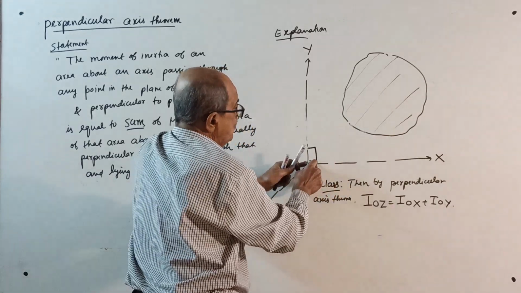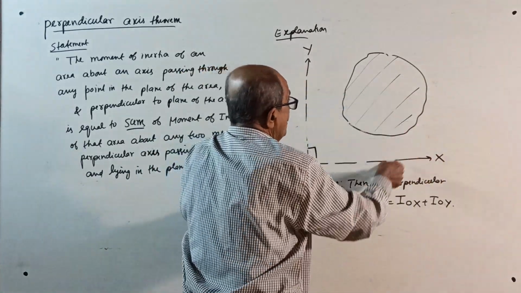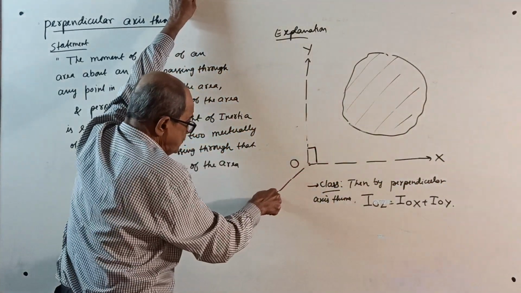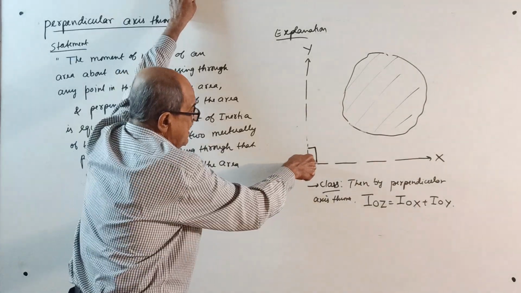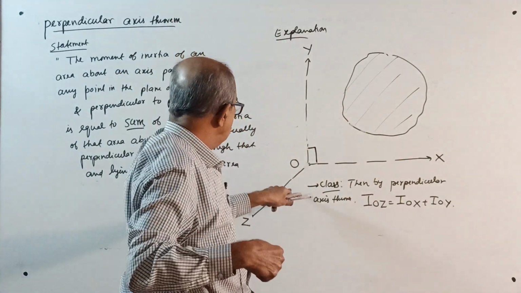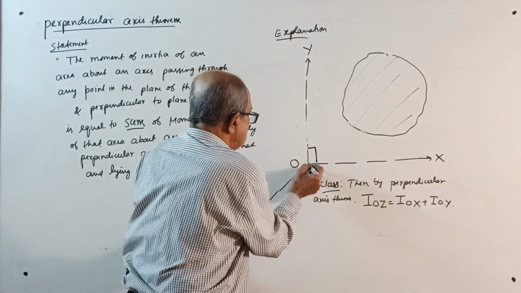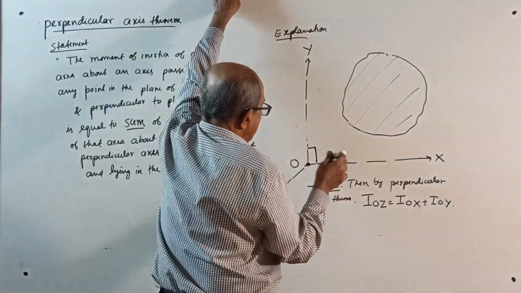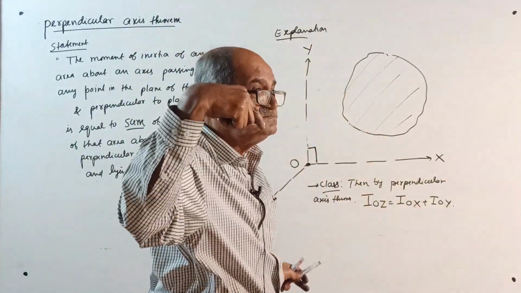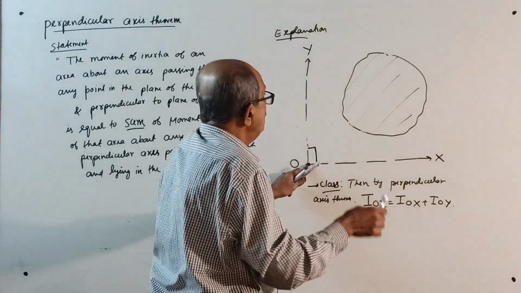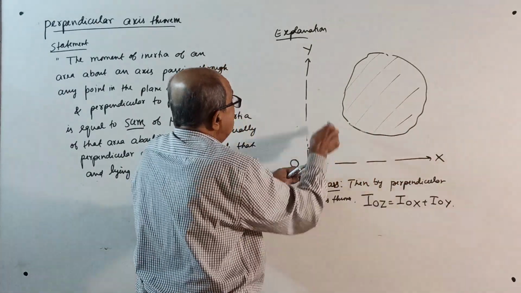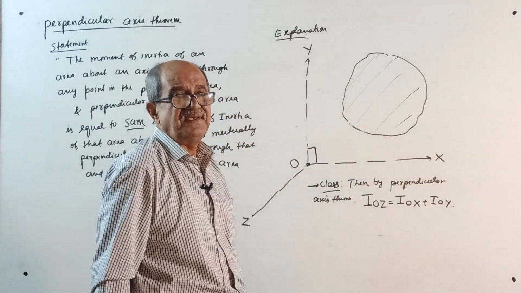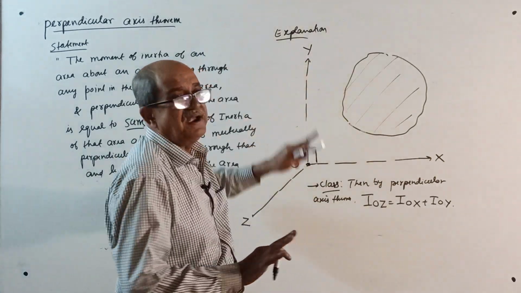OX and OY are in the plane of the area, and OZ is here. I am showing it this way, but it is actually three-dimensional. I cannot show it properly here, so when I show it this way, it is this way. Then I about OZ, the perpendicular axis, equals the sum of the moments of inertia about these two mutually perpendicular axes.